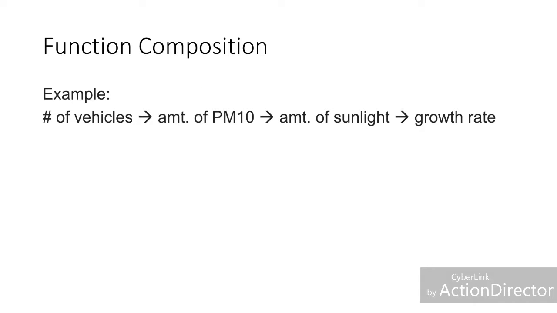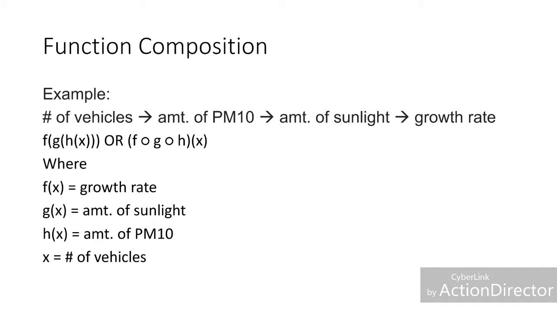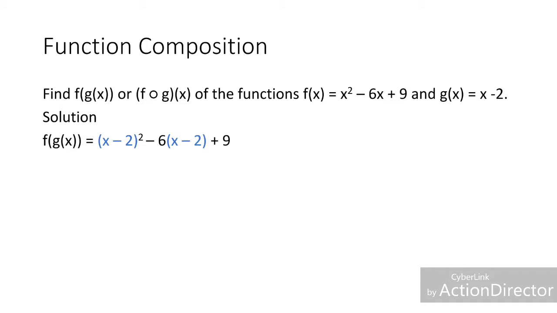An example is the amount of cars in a location affects the amount of particulate matter in the atmosphere, which in turn affects the amount of sunlight, which affects the growth rate of plants. This can be written as f of g of h of x, where the values of f of x represents the growth rate of the plants in the area, g of x represents the amount of sunlight received, h of x represents the amount of particulate matter in the atmosphere, and x represents the amount of cars in a particular location. But let's start easy.